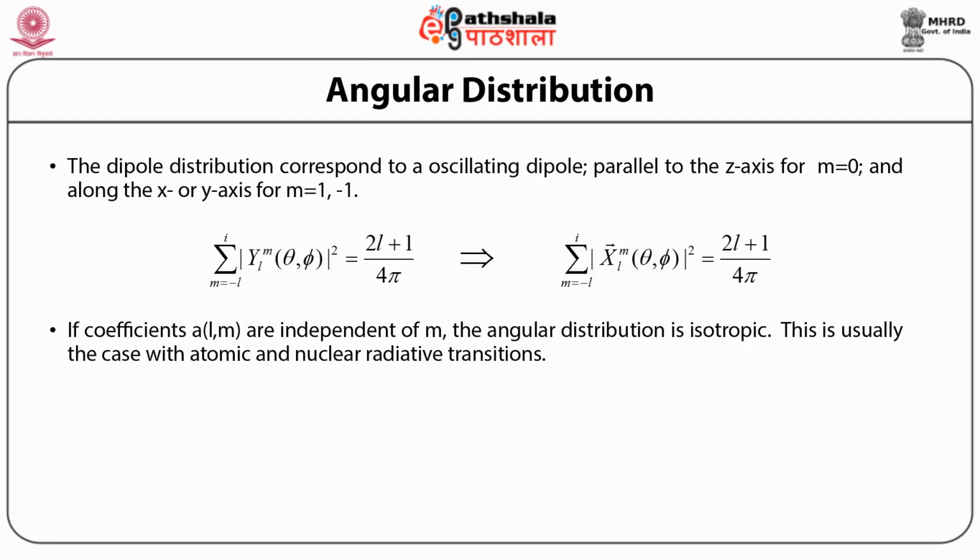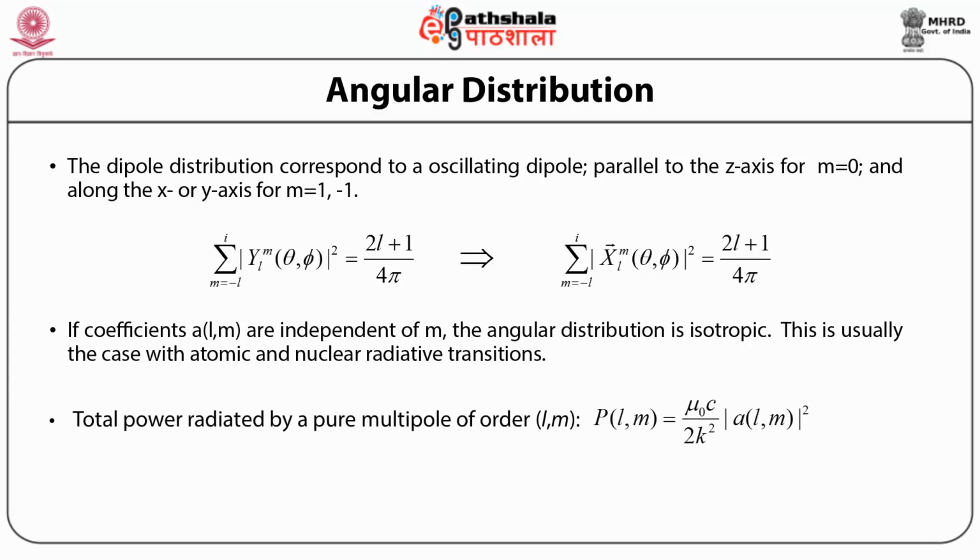This is usually the case with atomic and nuclear radiative transitions. For the total power radiated by a pure multipole of order (L,m), we have P(L,m) equals μ₀c/2k² times |A(L,m)|². This implies that P is equal to μ₀c/2k² times the sum over (L,m) of [|A_e(L,m)|² + |A_m(L,m)|²].